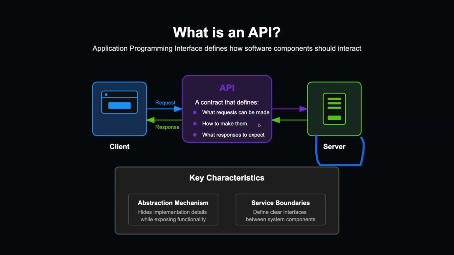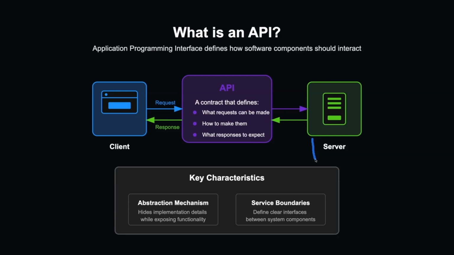So we only care about the interface that is provided through this API. And we only use that endpoint and we store the user without even knowing about the implementation details. And it also sets the service boundaries because it defines clear interfaces between systems and components. So this allows us to have multiple servers.